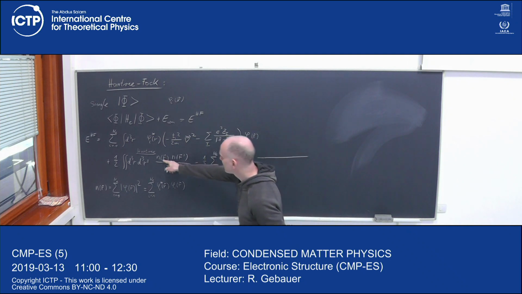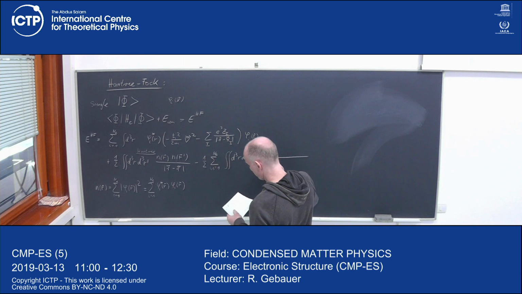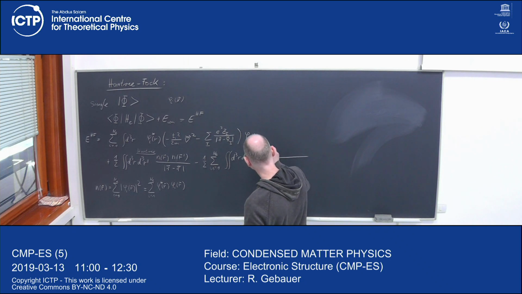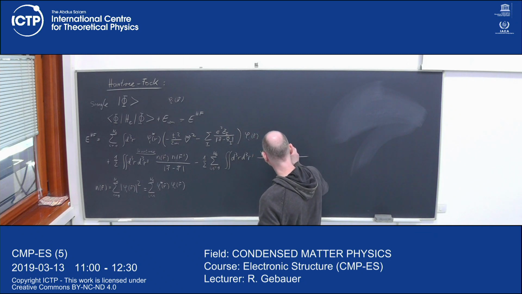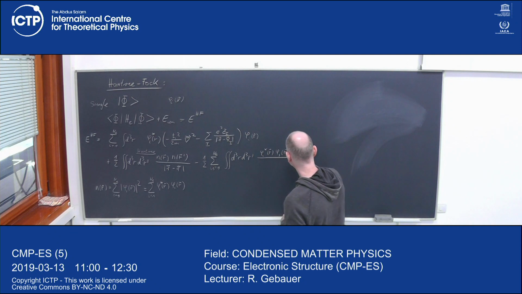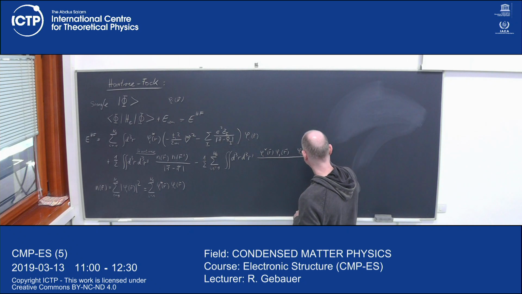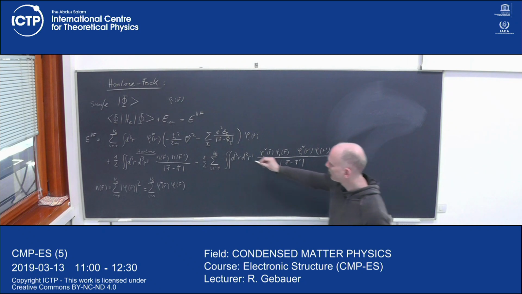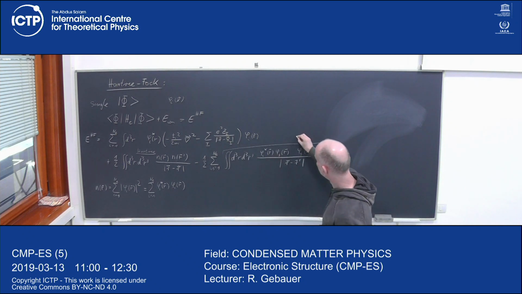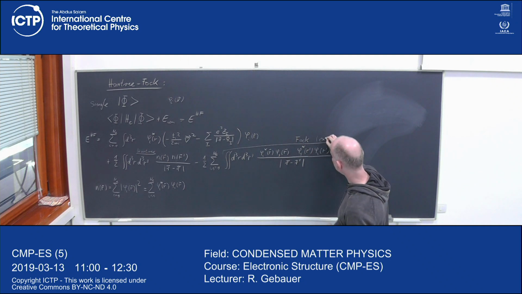And now instead of density here and density there, we have something which is phi I complex conjugate at r times phi j at the same position. And we have at the other position phi j complex conjugate at r prime phi I prime, and we divide by r minus r prime. This term here is Fock, or also called exchange.